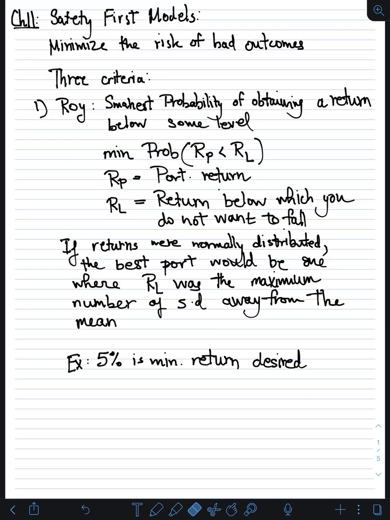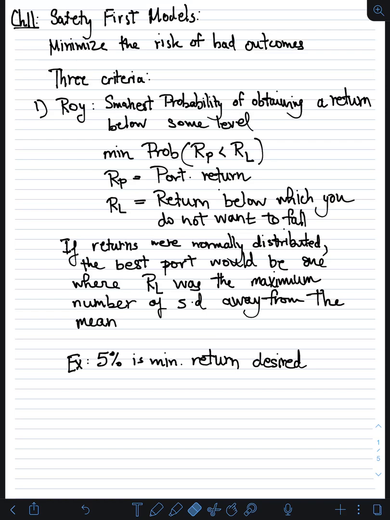I did discuss the first criteria in safety first models before, which is what we'll talk about today, Roy's criteria. But I thought I'd go over a review just so we're all back on the same track. So, what do safety first models assume? They assume that people are not going to be trying to do a lot of math to figure out which is their best portfolio, but they'd rather just minimize the risk of getting some bad outcomes.